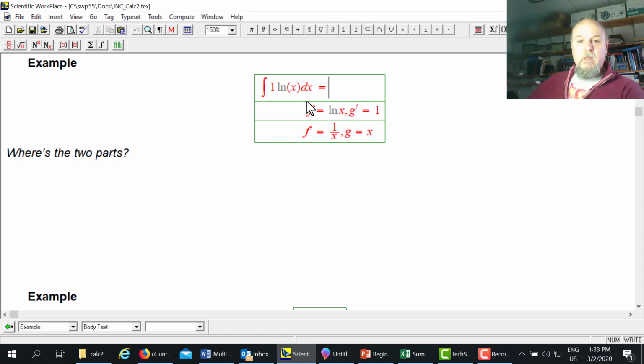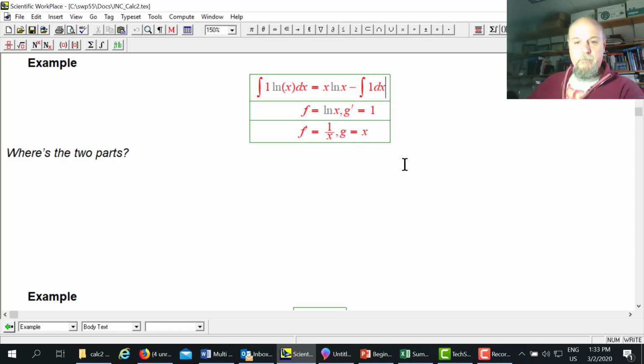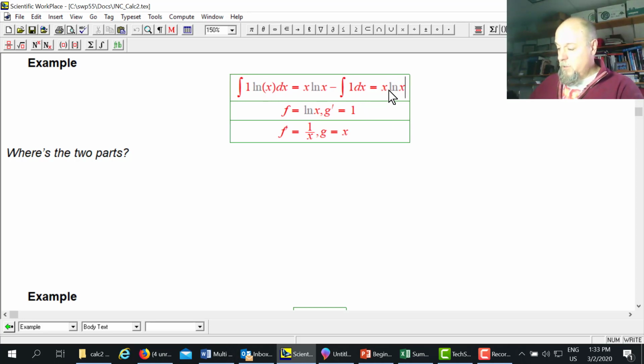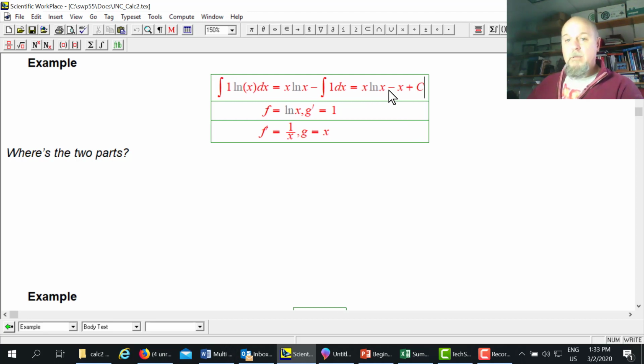So, integration by parts, f times g, so x times ln x, minus the integral of the two things I made. The two things I made are 1 over x and x. When I multiply them together, it's just 1 dx. And can I integrate 1? Yeah, I can. It's just x. So the answer is going to be x ln x minus x plus c.